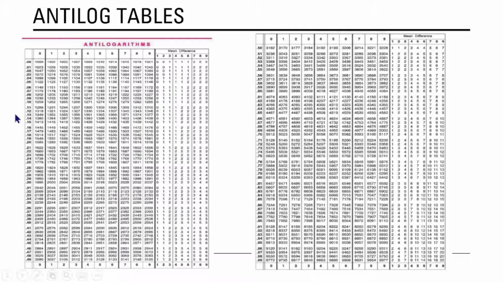So similar to log tables, these are antilog tables, except that in the first column there are numbers like 0.00, 0.01, 0.02 up to 0.49, then 0.5, 0.51, 0.52 up to 0.99. Then we have the remaining 10 columns corresponding to the digits 0, 1, 2 up to 9, and then the mean difference column with the numbers 1, 2, 3 up to 9.